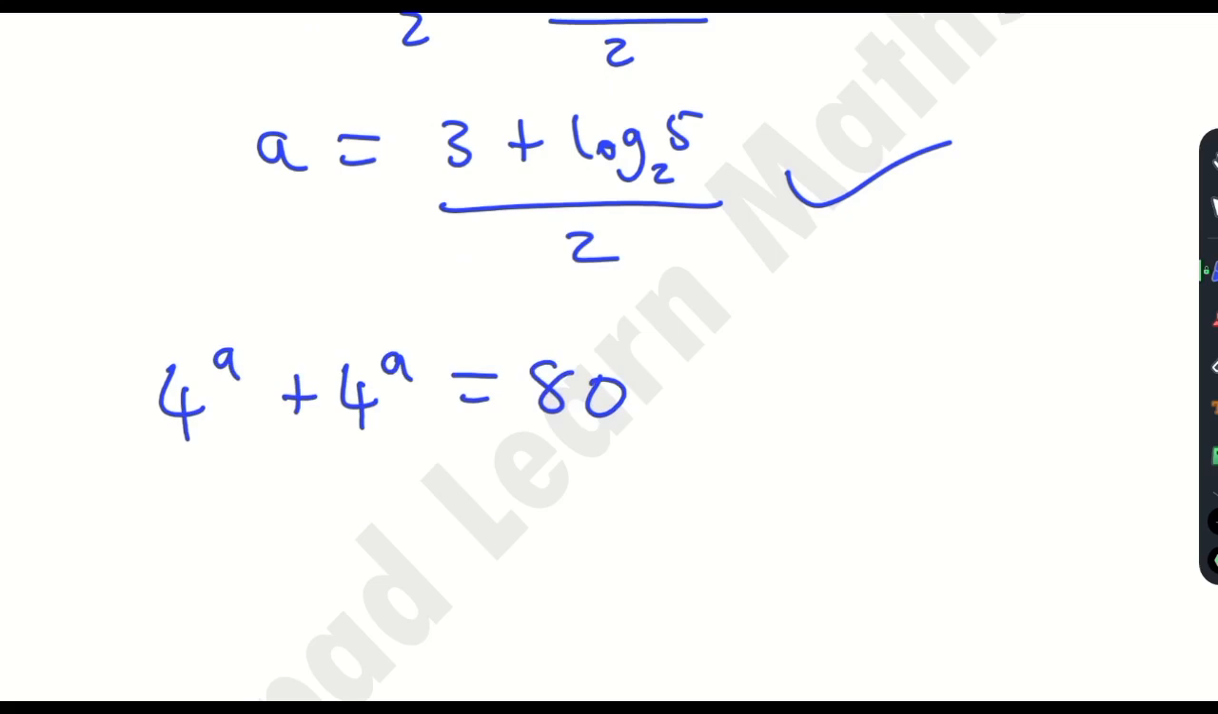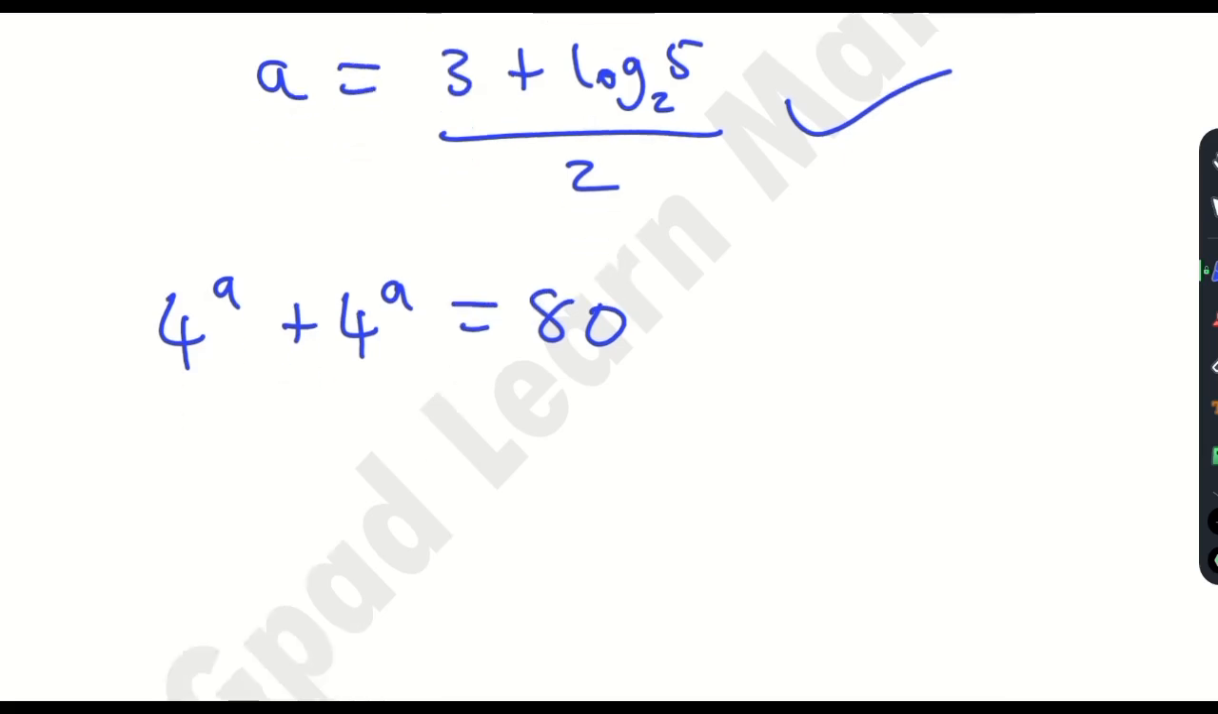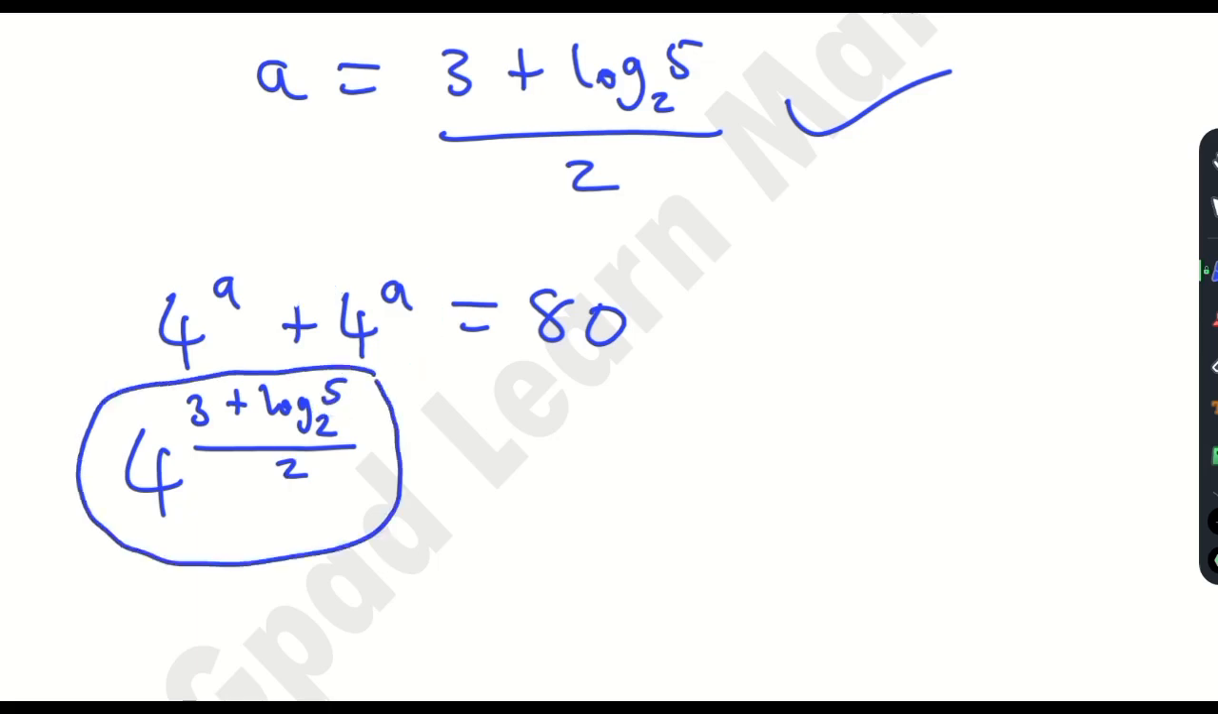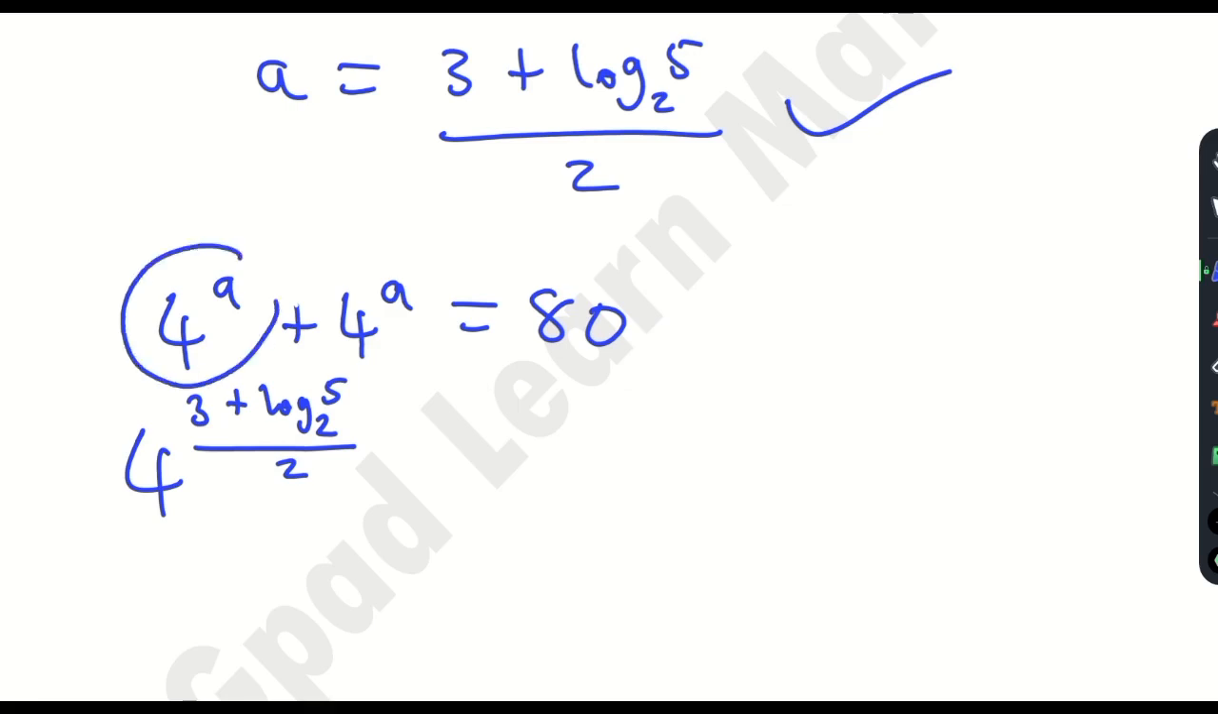Let's see if when we plug the value of a into this equation, we're going to get 80 on the right hand side. So 4 raised to power, what's a? a is the whole of this. That's 3 plus log 5 base 2 over 2. Now I will not want to repeat this again for 4 raised to power a. Whatever I have as this, I'll just double it and see if we'll get 80. I don't want to repeat myself because this is 4 raised to power a and this is also 4 raised to power a. So let's just work this out and see what it will give us. If we double it, are we going to get 80? Let's try that out now.